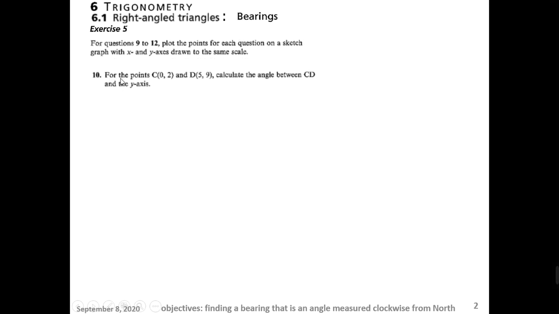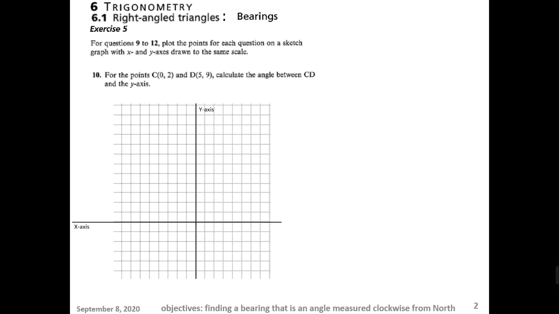So, in this question, for the points C, which is (0, 2), and D, which is (5, 9), calculate the angle between CD and the y-axis. At first, once you see the coordinates of any points, you need to draw the coordinate plane, x-axis, and vertical on it the y-axis. And then you need to plot each point that is given to you in the question.